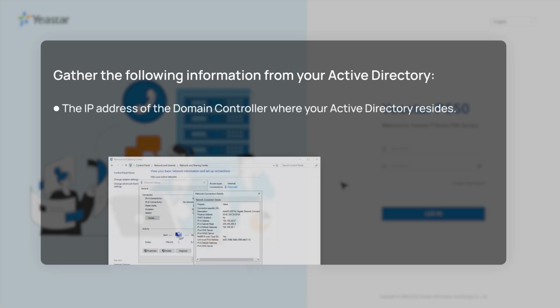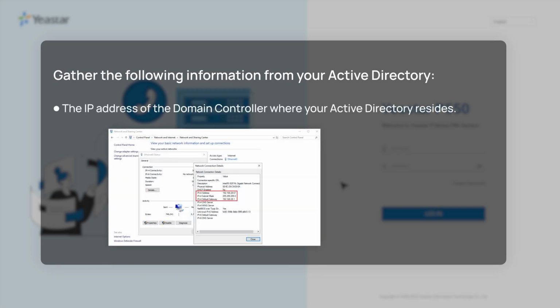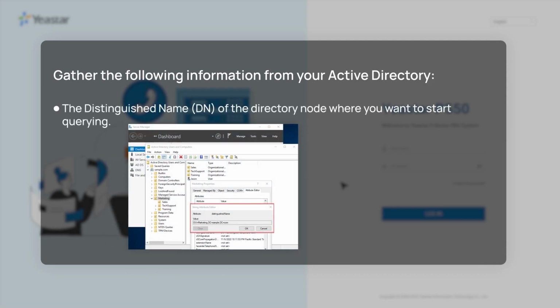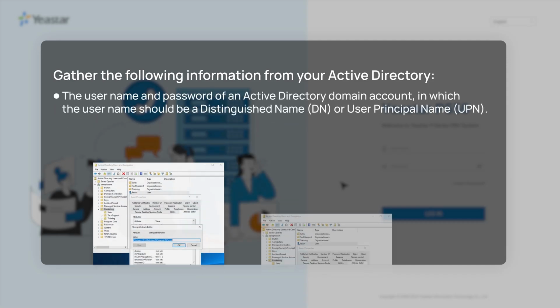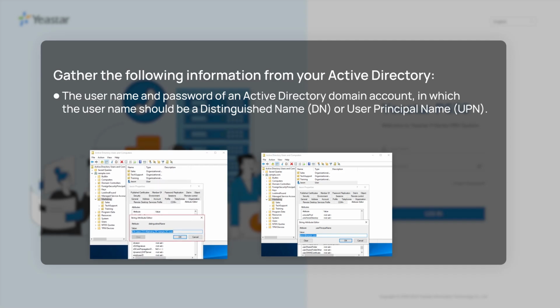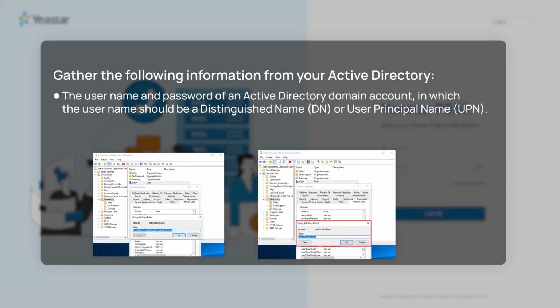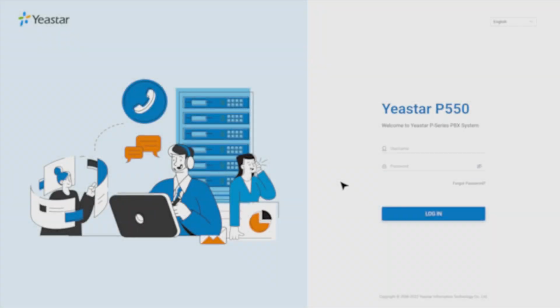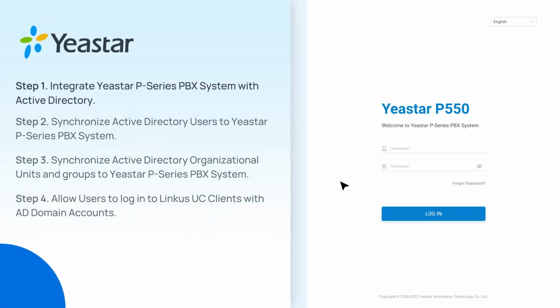The IP address of the domain controller where your Active Directory resides. The distinguished name of the directory node where you want to start querying. The username and password of an Active Directory domain account, in which the username should be a distinguished name or user principal name. The account needs full access to the desired directory to read the directory information during synchronization. Now that we have all the information and access, we can start the integration.